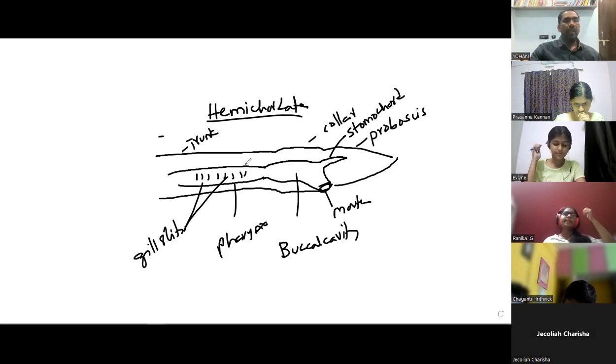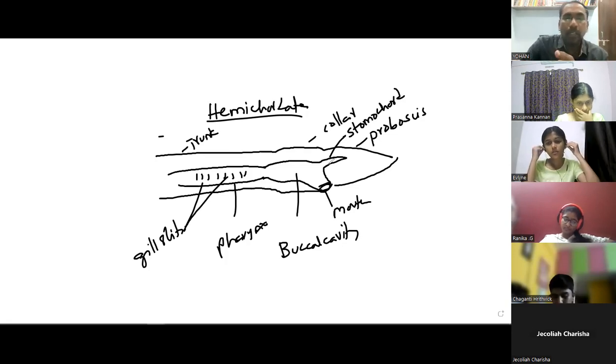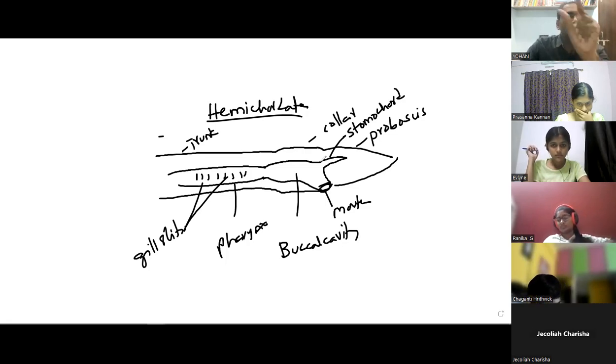And this is the alimentary canal. See, this is the mouth. The mouth opens into the buccal cavity. The buccal cavity leads into the pharynx, and the pharynx has gill slits, where exchange of gases takes place. And look here, this is the buccal cavity. The buccal cavity has a dorsal projection. Projection means outgrowth. That is called stomochord.